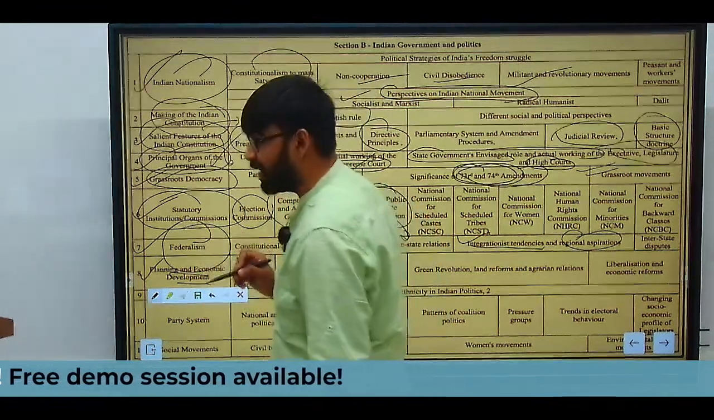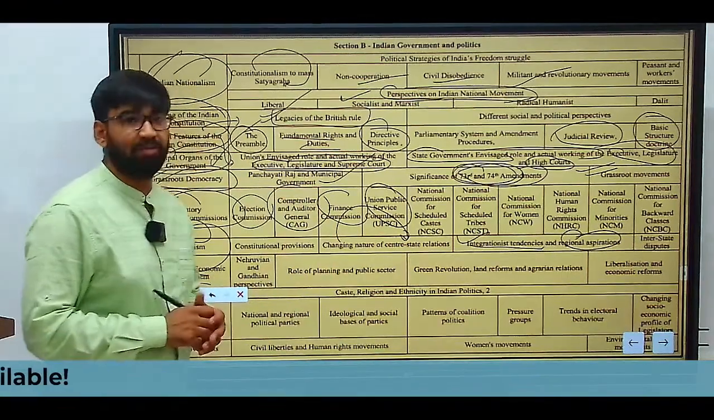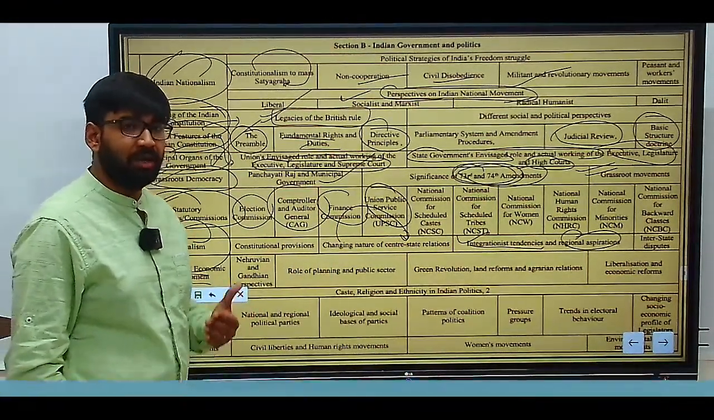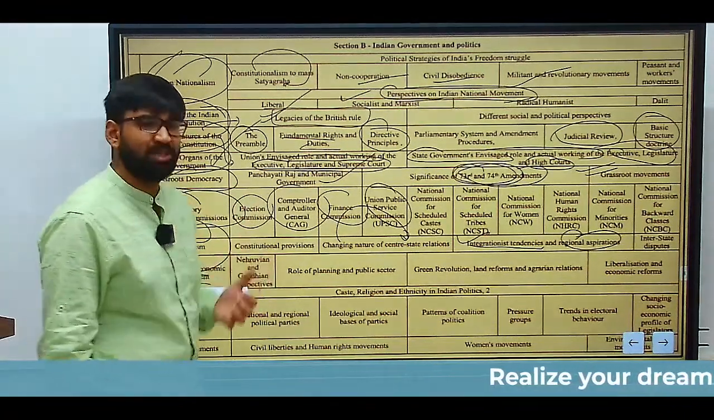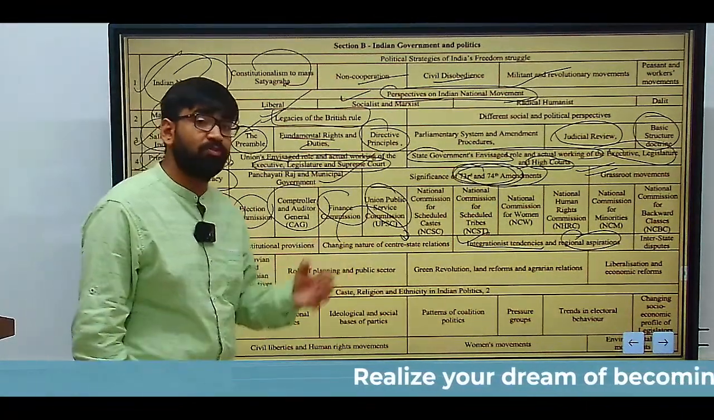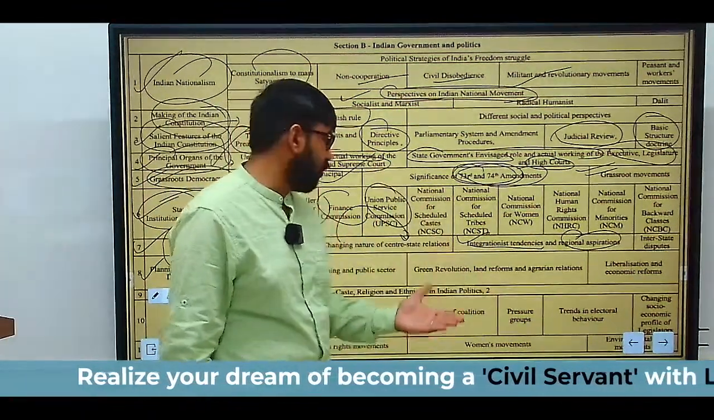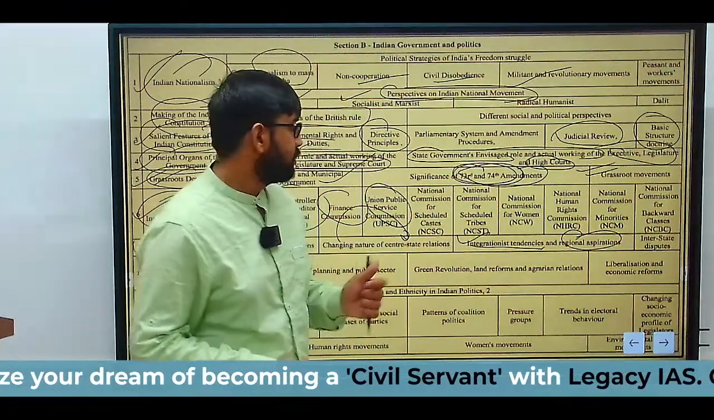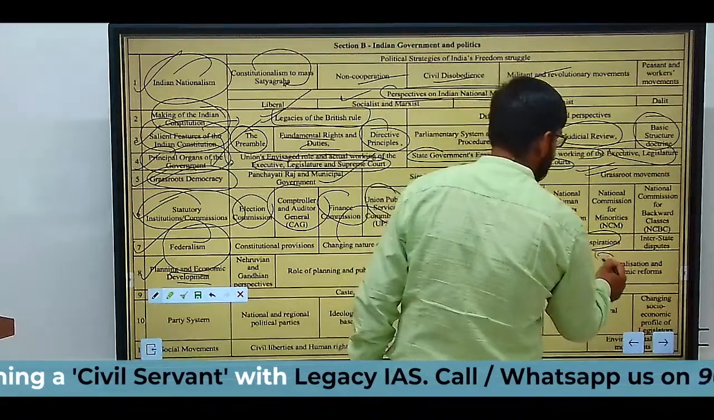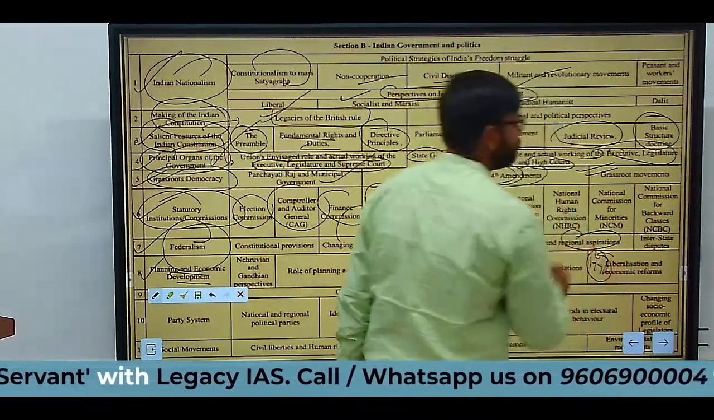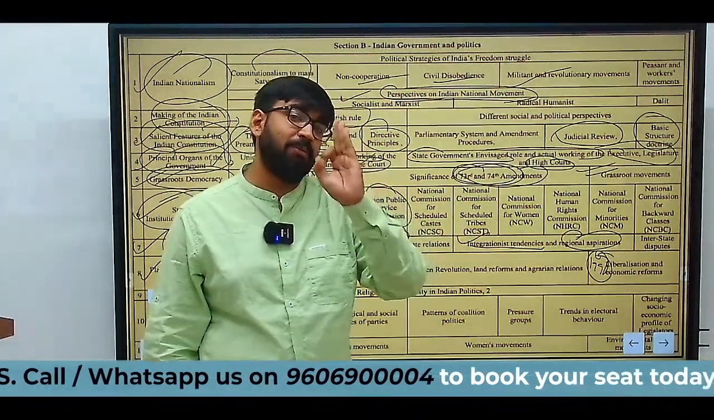Now this is also related to your GS paper 3, that is economy, planning and economic developments, where we are going to study, from the historical background like Nehruvian and Gandhian perspectives, then the role of planning and public sector, then green revolution, land reforms, agrarian relations, then liberalism and economic reforms, that is the era of LPG 1991. Getting my point? So everything is there in PSIR.